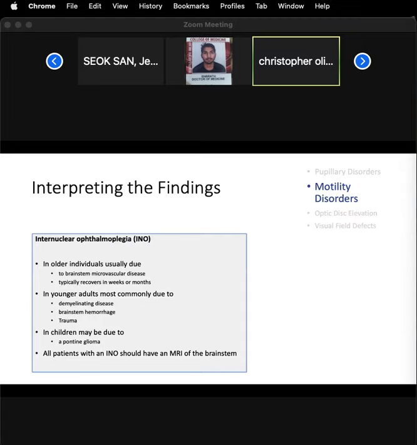For older individuals, INO may be due to brainstem microvascular disease, and it typically recovers in weeks or months. For younger adults, it is most commonly due to a demyelinating disease. In children, it may be due to brainstem hemorrhage. All patients with INO should have an MRI.